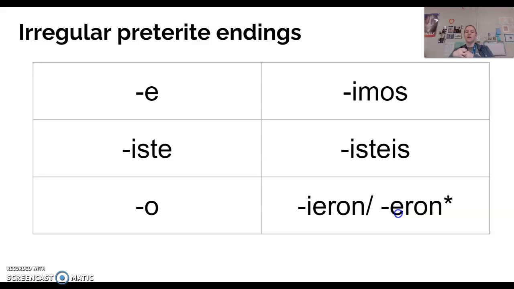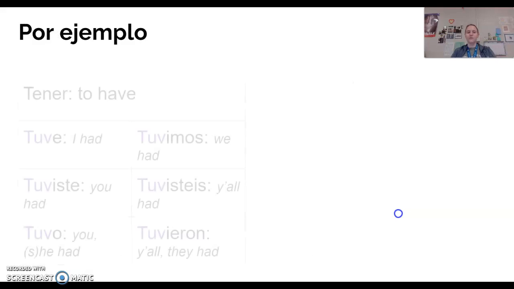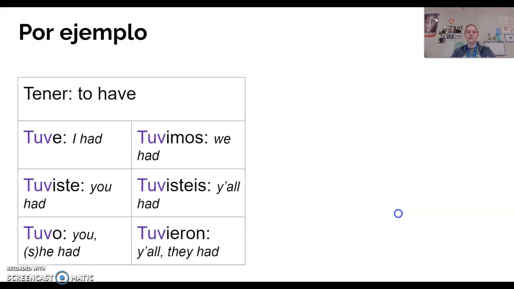So same thing with traer. Instead of trajieron, it would be trajeron. Okay, it sounds a little bit smoother. Okay, so the eron ending, like I said, only for traducir, decir, and traer. Okay, so for example, let's look at tener.